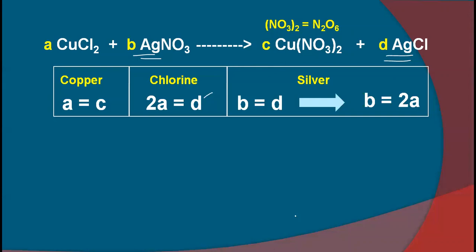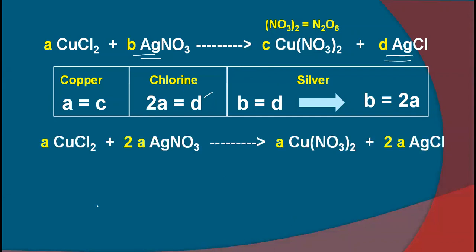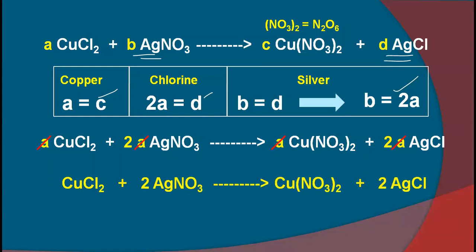After completing this process, you just substitute the expressions you have found for B, C, and D, keeping A as such. So in ACuCl2, instead of B, we have substituted 2A. Instead of C, we have substituted A. And instead of D, we have substituted 2A. Now, dividing all the reactants and products by A because A is common, cancelling A, I end up with 1 CuCl2. If there is 1 in front, there is no need of putting 1. So CuCl2 plus 2 AgNO3 gives CuNO3 twice, cupric nitrate, plus 2 AgCl.